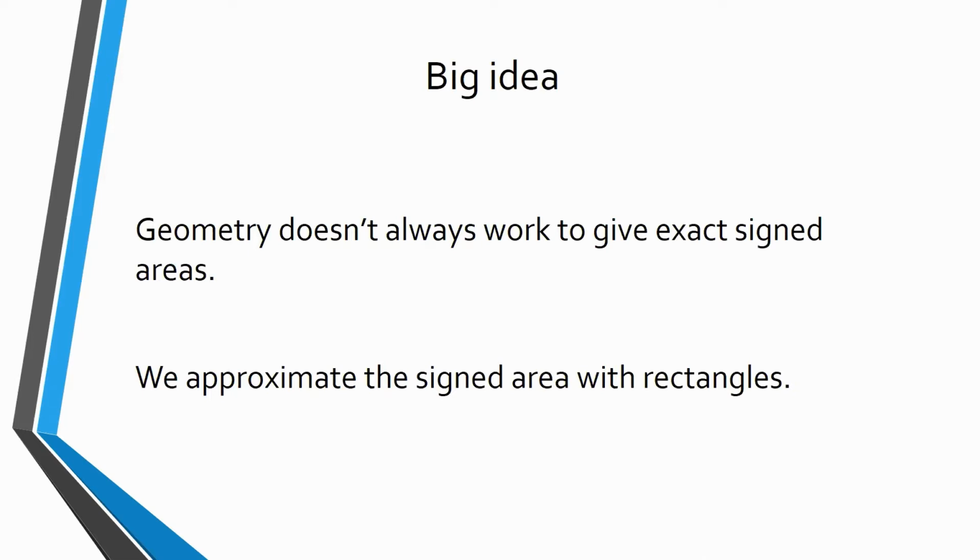But if I want an exact area and I'm dealing with a function like x squared, that is not going to have a graph with a straight line in it. So instead of getting an exact area using geometric principles, we are going to approximate the signed area, and we're going to use rectangles to do that. That's the big idea of a Riemann sum. Geometry doesn't always give me an exact area, so instead, we're going to approximate the area under a curve with rectangles.